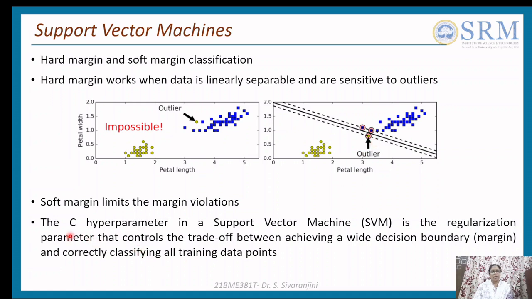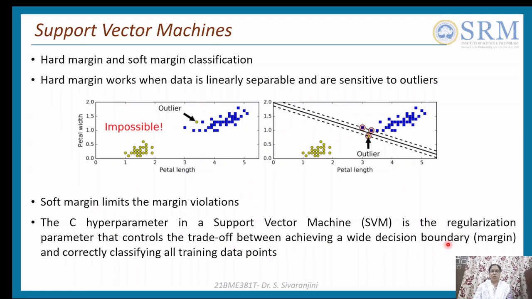Another important parameter is the regularization parameter C, right? So what does this regularization parameter C do? It controls the trade-off between a wide margin and correctly classifying all the data points. Okay, it controls the trade-off between achieving a wide decision boundary, because your margin should be maximized, and classifying all the training data points correctly.